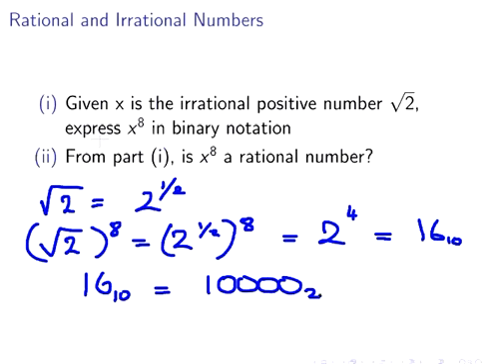Now, from part 1, is x to the power of 8 a rational number? Is 16 a rational number? It's written in base 10, but it's 16. Yes. So a power of an irrational number can be a rational number. For example, the square root of 2 squared is just 2. That is a rational number. So the answers, again, just to be clear, are 10000 in base 2, and yes, it is. So that ends that question.